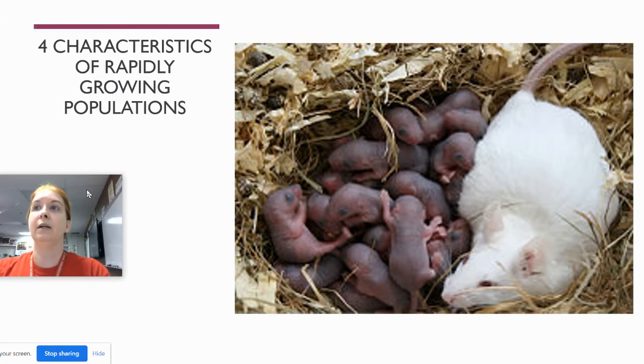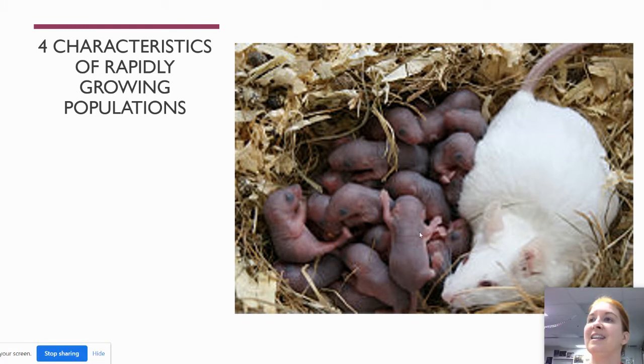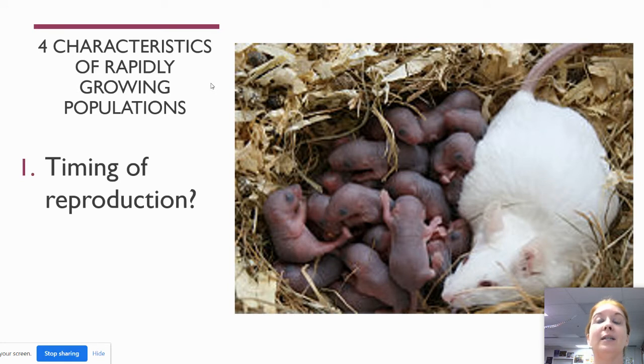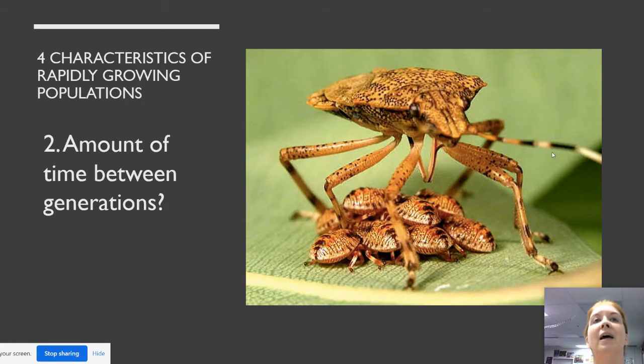But in reality, you have 4 characteristics of rapidly growing populations. So one, timing of reproduction. Rats and mice can reproduce fairly early on in their life, and then they make a whole bunch of babies. So reproducing early in life. Second, amount of time between generations is very short. So, I made some babies, and look, I made some more babies. So rapidly growing populations make lots of babies fairly quickly.